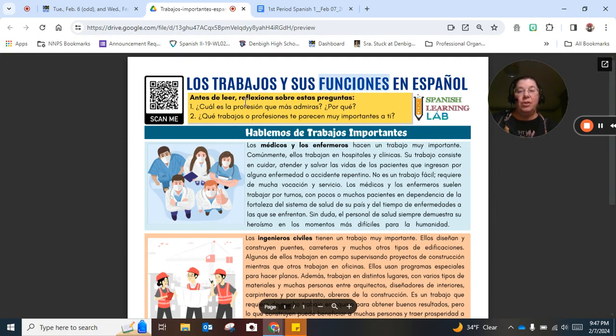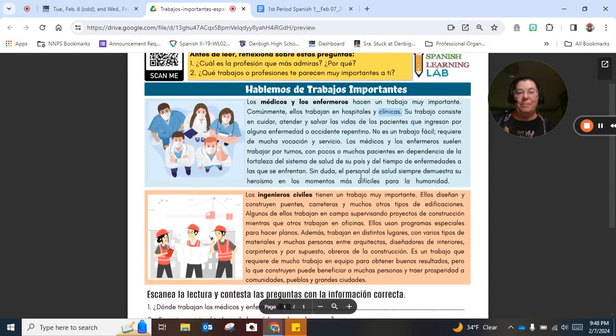Funciones, functions. Reflexiona, reflection. Profesión, profession. Admiras, admire. Importantes, important. So we started with this one. We looked at the picture and we went and found some cognates. Médicos, importante. Hospitales, clínicas. I expect you to find at least 6 more in here.